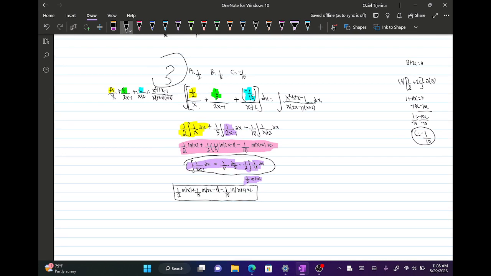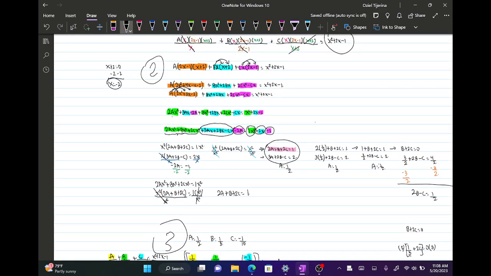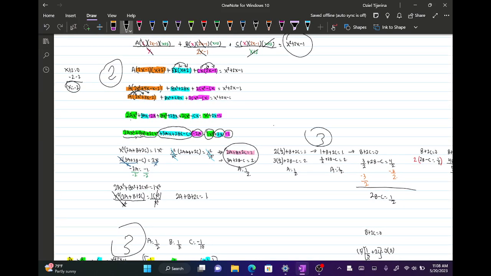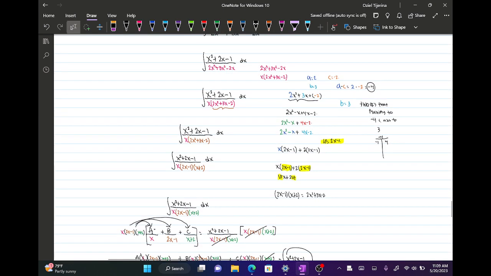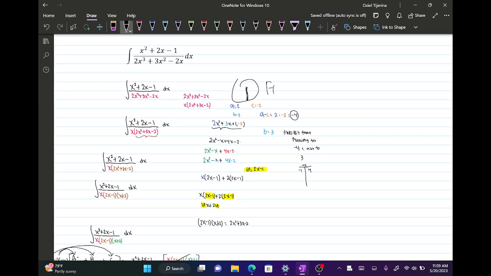So this was 3. And then this whole thing was 2. And also, this part was 3, and then this part was 4, because this was systems of equations. This part was 2, which was partial fractions. And then this whole part was part 1, which was just the factoring.